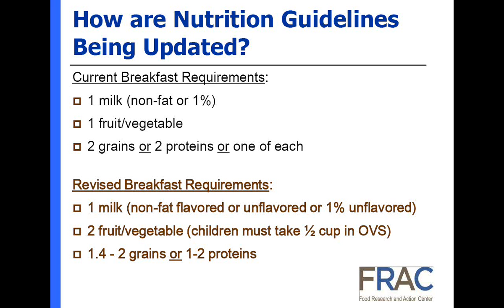Then starting the following year, the year after next, some of the other provisions are going to go into effect, including the grain provision, where there has to be more whole grains and the serving sizes of grains and the calorie sizes change. And then the year after that, there is going to be an increased requirement for fruit servings in breakfast. Schools can substitute vegetables for some of those fruit servings as well.